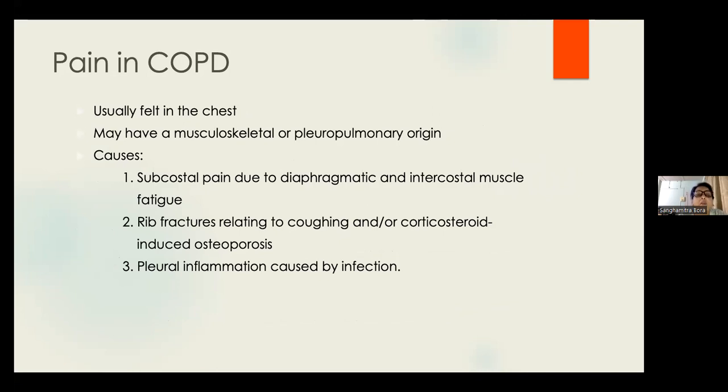The causes are postulated to be some kind of subcostal pain due to diaphragmatic and intercostal muscle fatigue. There may be rib fractures relating to coughing, or corticosteroid-induced osteoporosis, because we use a lot of corticosteroids for COPD, and that might induce some bit of osteoporosis also. Pleural inflammation is caused by infection, and infection goes hand in hand with COPD. So these are the causes of pain in COPD, and we need to take care of this pain.